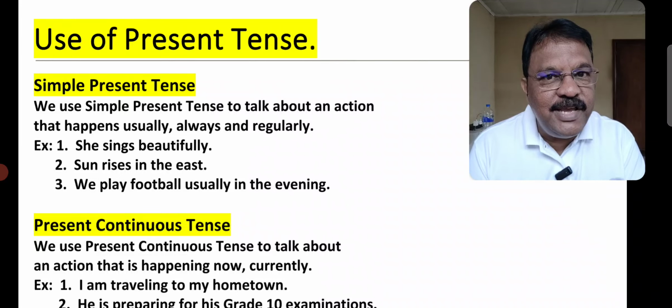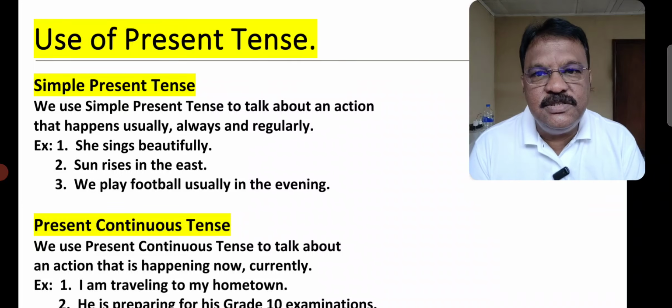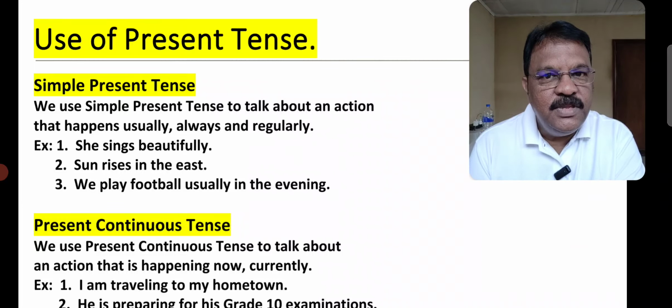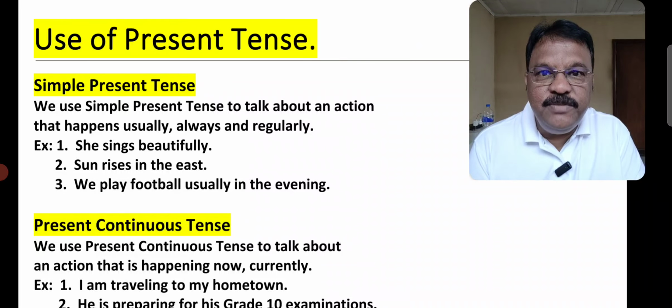Now, the verb sings is the one that tells us the action done by the subject of this sentence. Subject is she. So, she does what? She sings. So, the action of the subject she is singing. Got it? Very good. And the tense used in this verb is simple present tense.